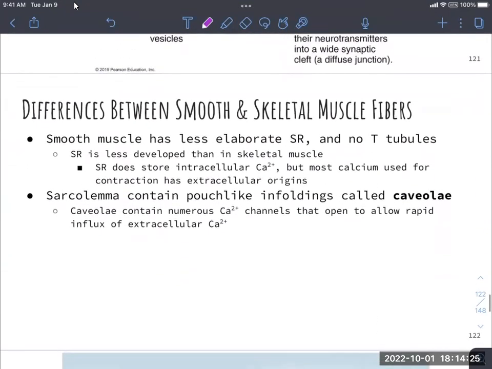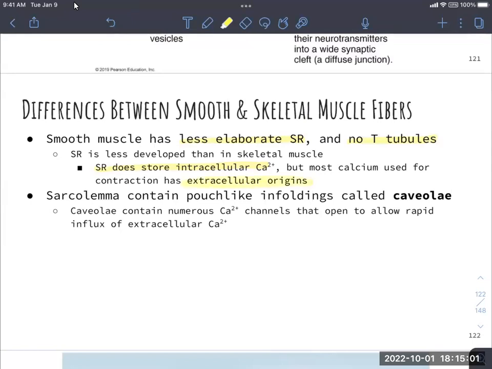Smooth muscle doesn't have the same elaborate sarcoplasmic reticulum. They do not have T-tubules. But just like skeletal muscle, they still have calcium in their sarcoplasmic reticulum. But they don't really use that calcium for contractions. They use the calcium that's in their extracellular matrix.